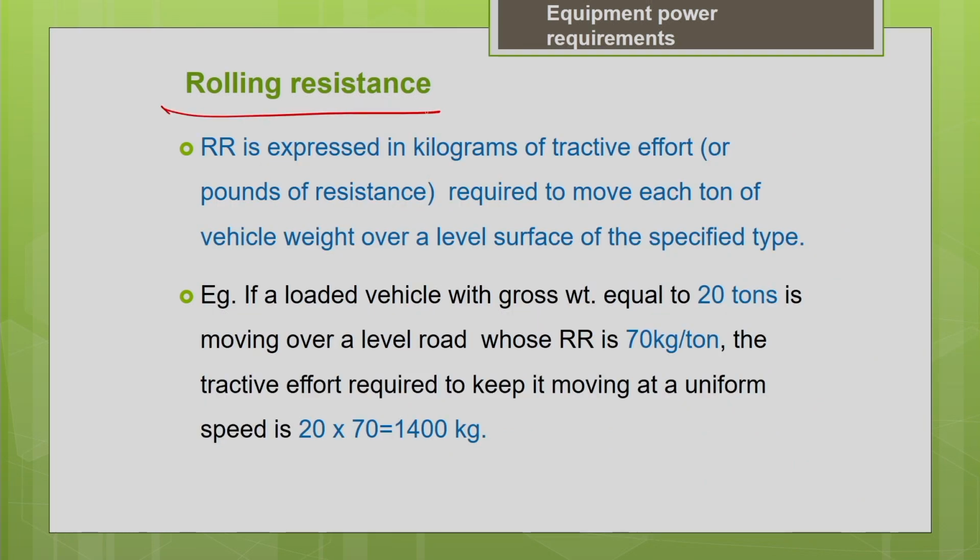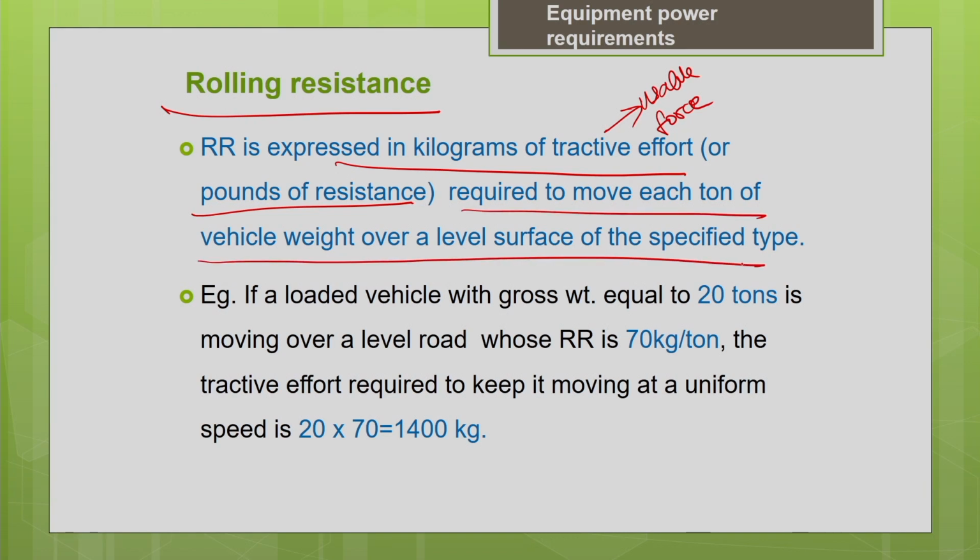So, this rolling resistance is expressed in kilograms of tractive effort. Tractive effort is nothing but your usable force at the point of contact between your wheel and the ground. So, rolling resistance is expressed in kilograms of tractive effort, or pounds of resistance. These are just different types of units. Either you can express it in kilograms of tractive effort or pounds of resistance required to move each ton of the vehicle weight over a level surface of the specified type.